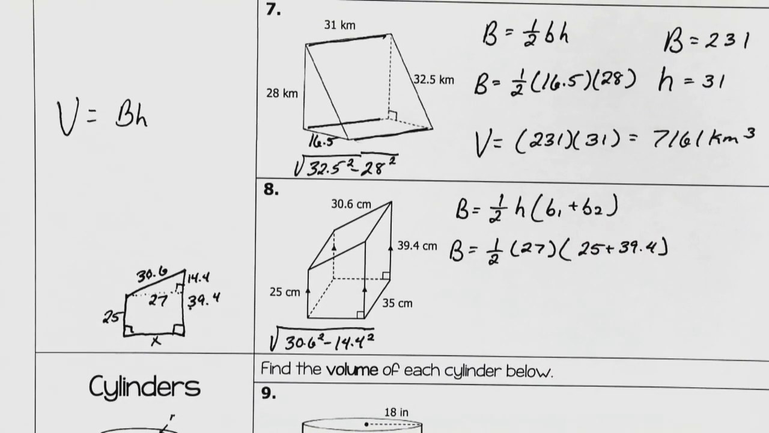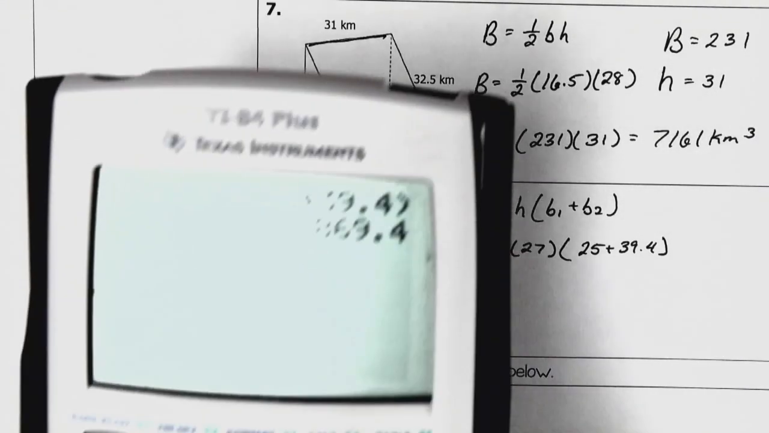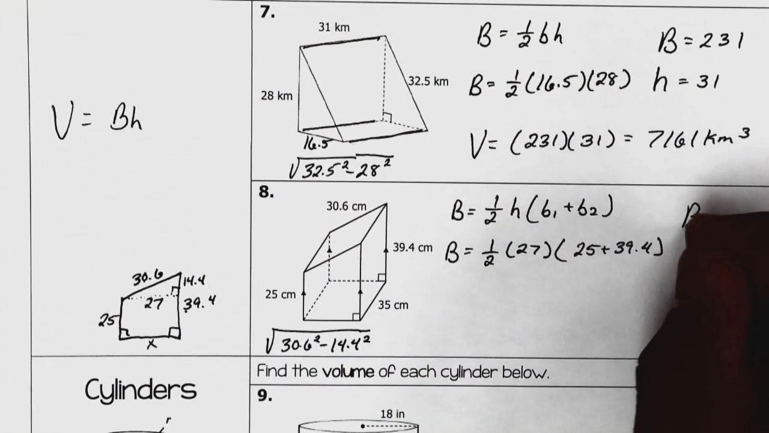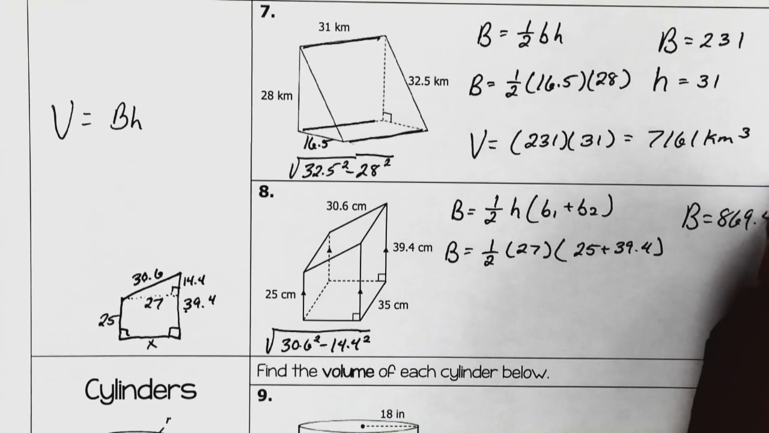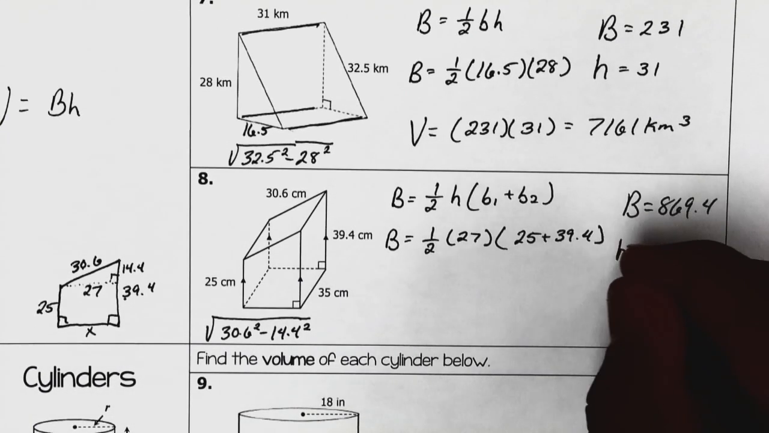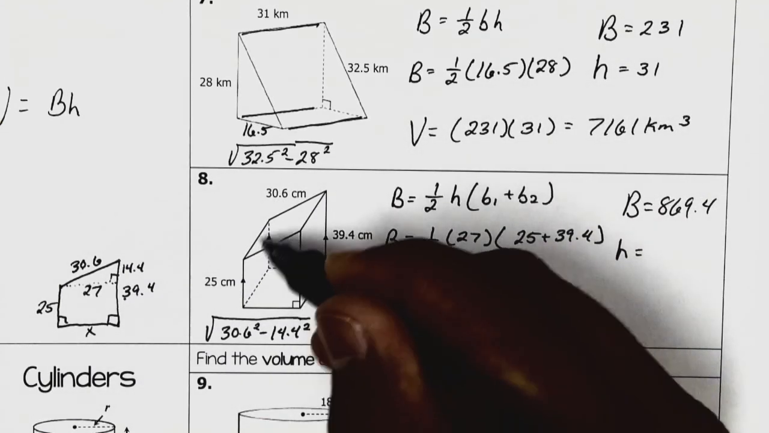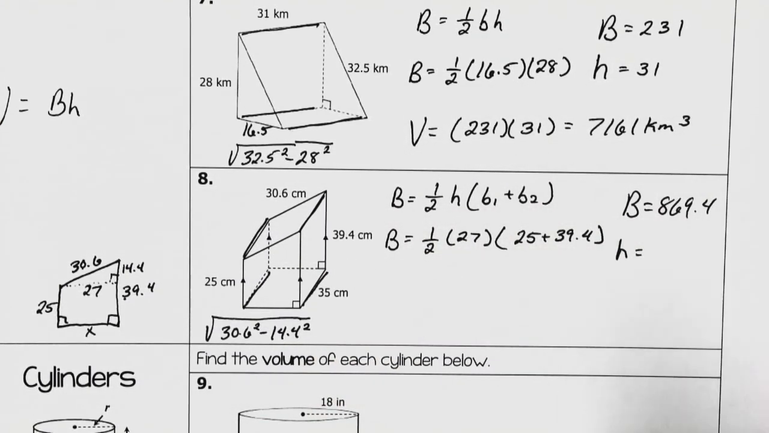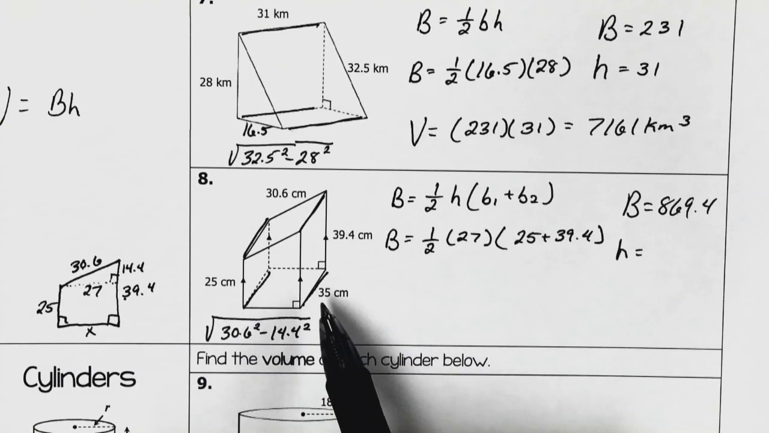There we go. So 1/2 times 27 times 25 plus 39.4. Press enter. And that gives me 869.4. So big B is 869.4. All right, then H, the height of the prism, is the length between the two trapezoids, which is this line, this line, this line, and this line right there. So all those are 35.